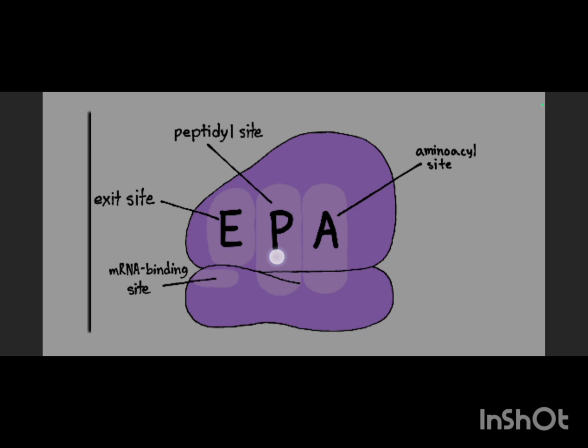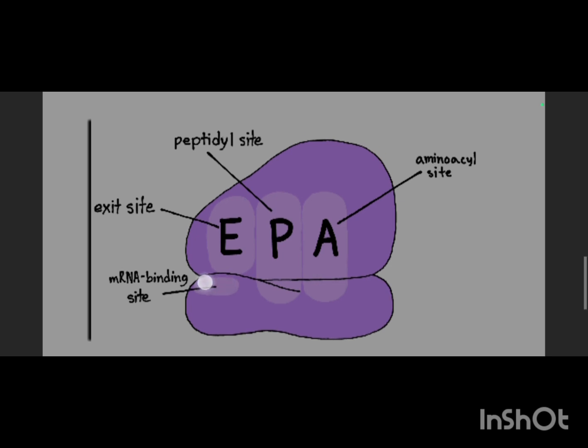Here, in many competitive exams, the question comes that P site and A site are present in which subunit. Actually, P and A are present in the small subunit and E is present in the larger subunit. So basically the larger subunit contains only one channel or one gate, that is the exit gate. The rest of the two gates, peptidyl site and A site, are contained in the smaller subunit. Okay, and in the smaller subunit there is one another channel, that is the mRNA binding site.